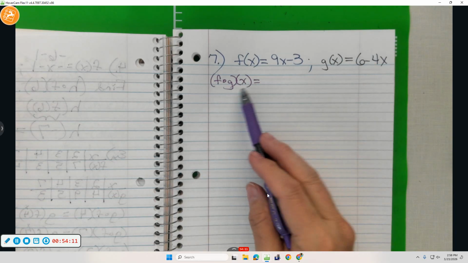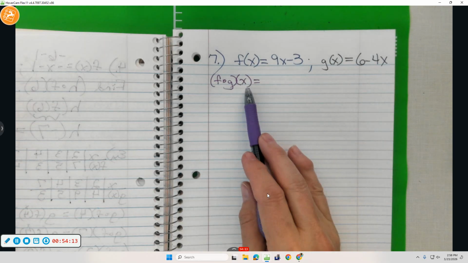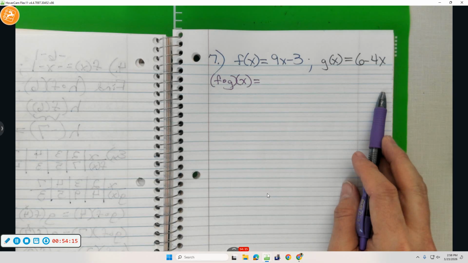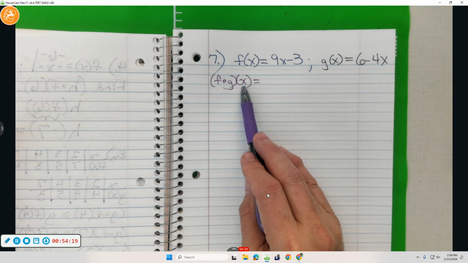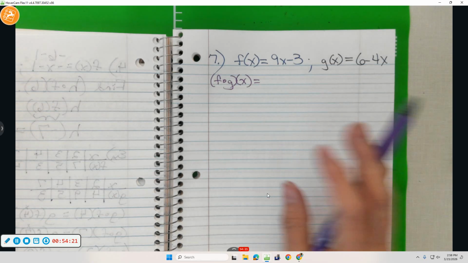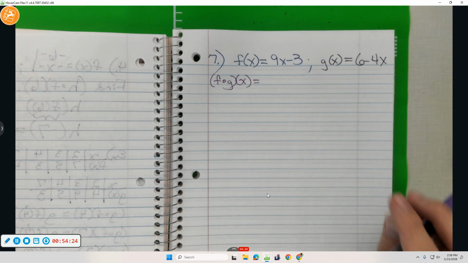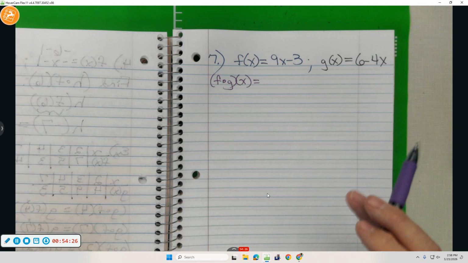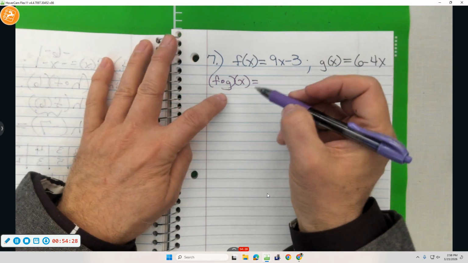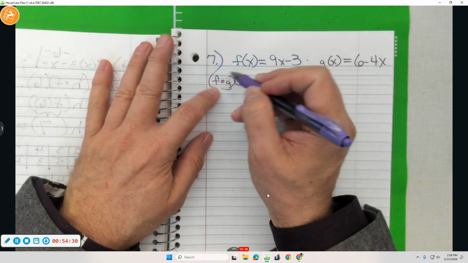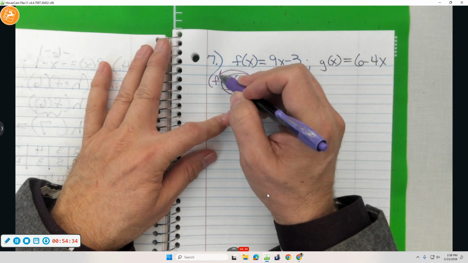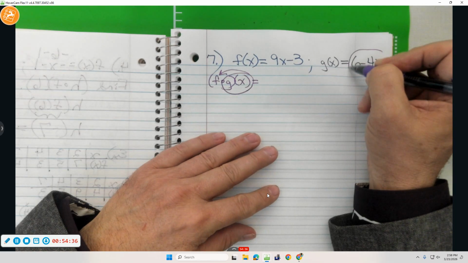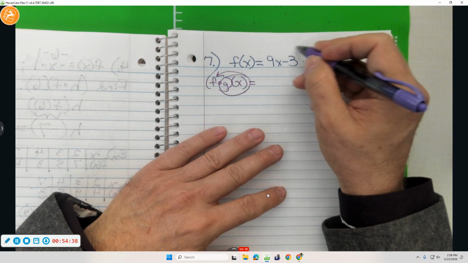Notice there's not a number to plug in. When you have a number there, your final answer is a number. When you have a letter there, your final answer is a function of that letter. So you should expect to see x's in your final answer. This says, take g of x and plug it into f. You're taking g of x and you're going to plug it into f.